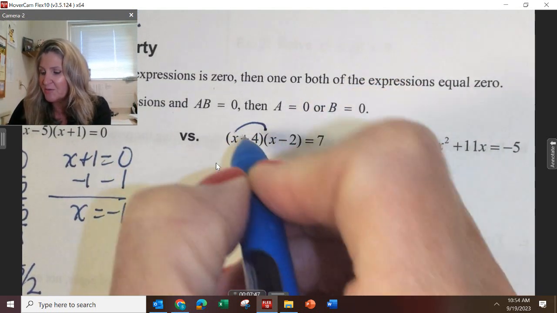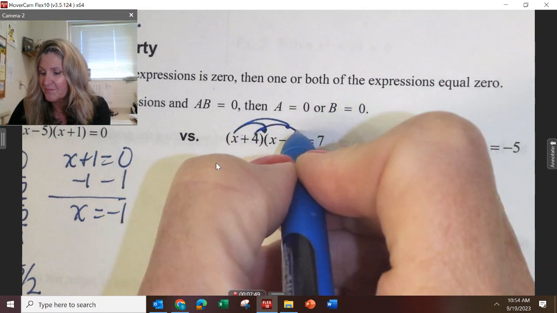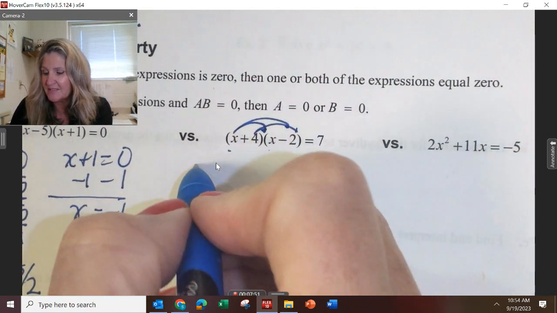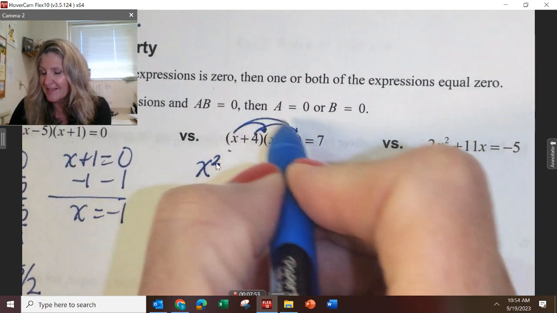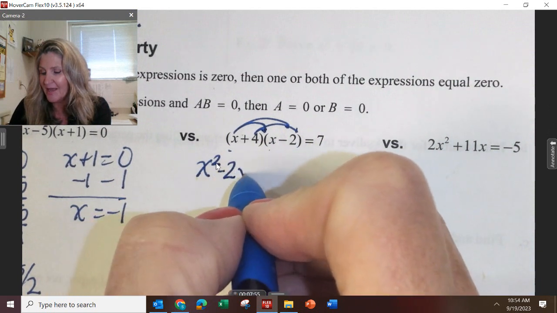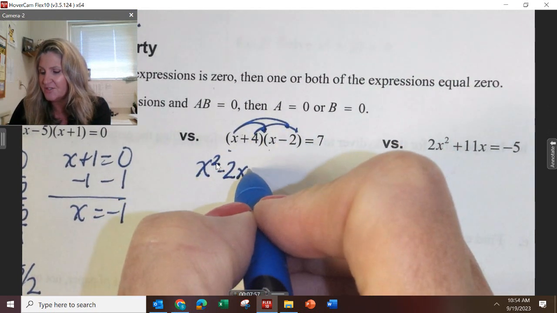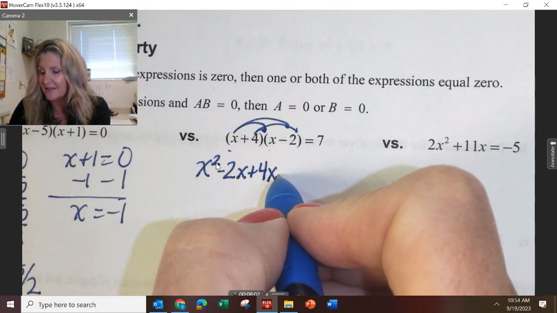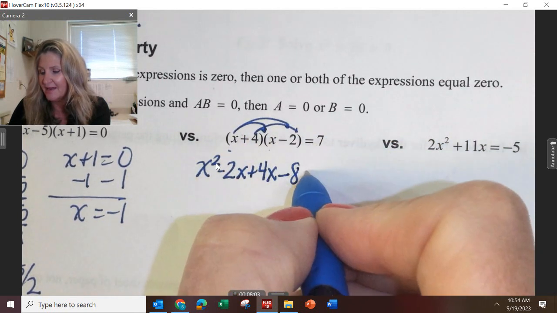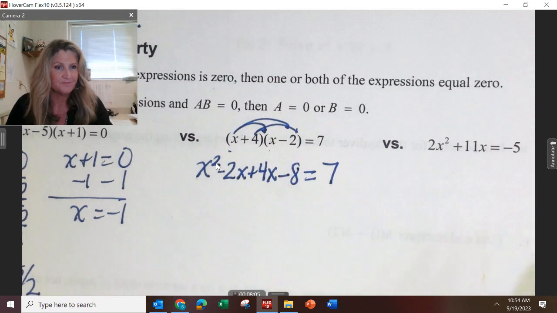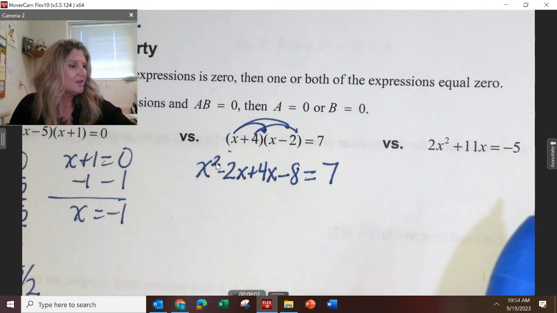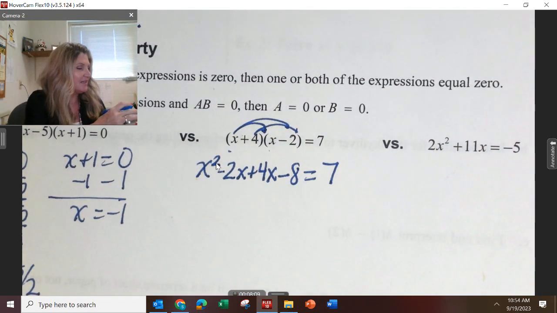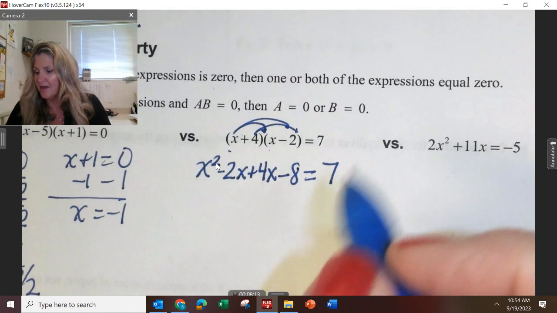I would have to multiply this all out. So x times x is x squared. The outers gives me -2x. The inners gives me +4x. The last times the last gives me -8. And it still equals 7. What did I say we have to get it set equal to? 0. It has to equal 0.